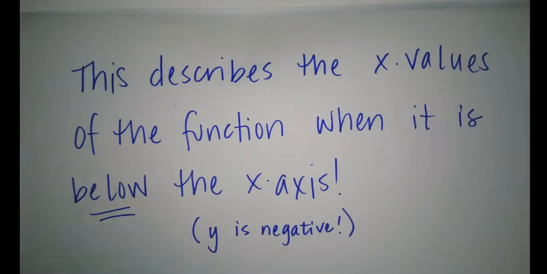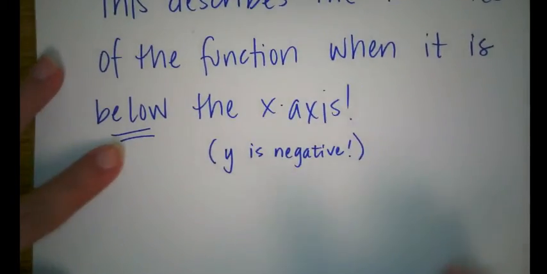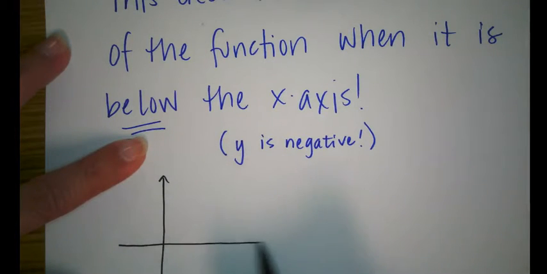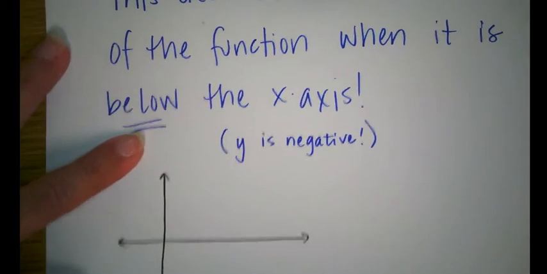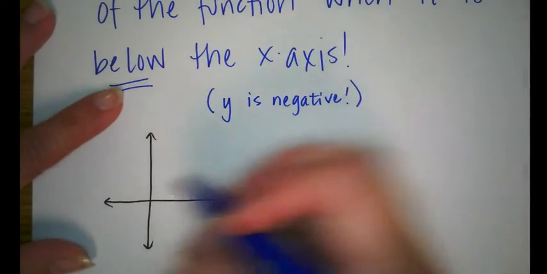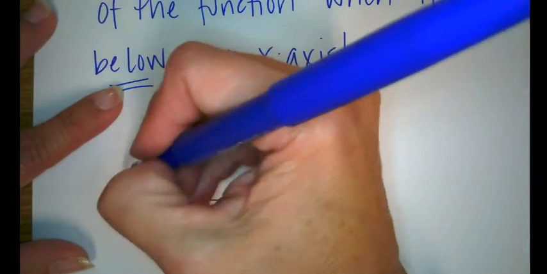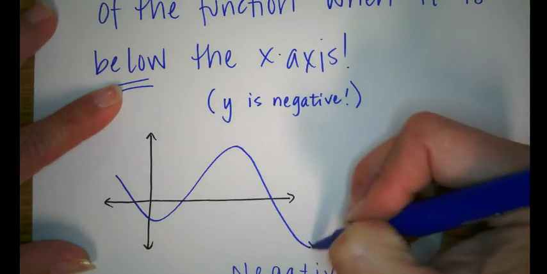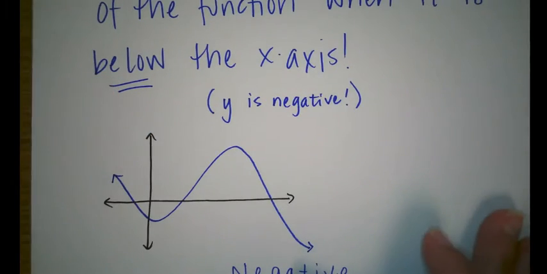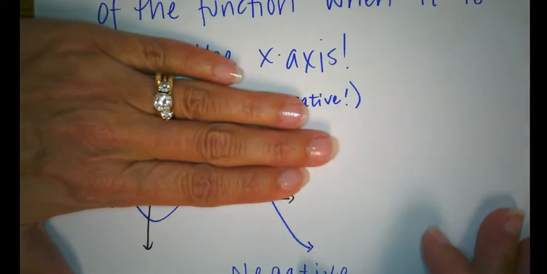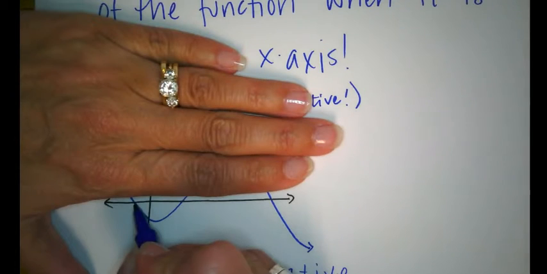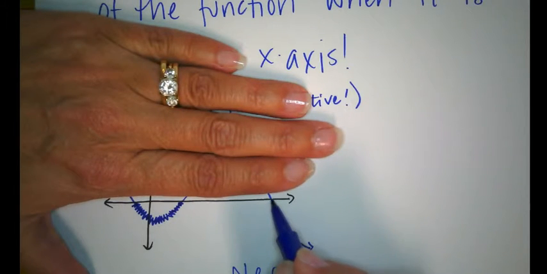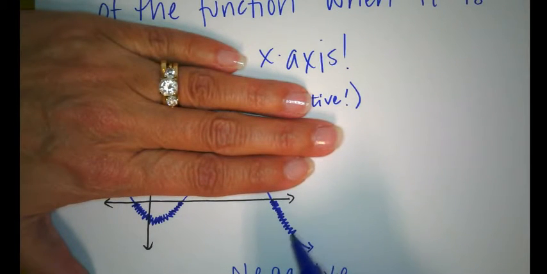So I'm going to again sketch a graph, and maybe we'll go a little crazy here. I think I'm going to go up and down like that. So I'm looking for when the y's are negative, and the y values are negative when it's below the x-axis. So the y values are negative right there, and the y values are negative right here.